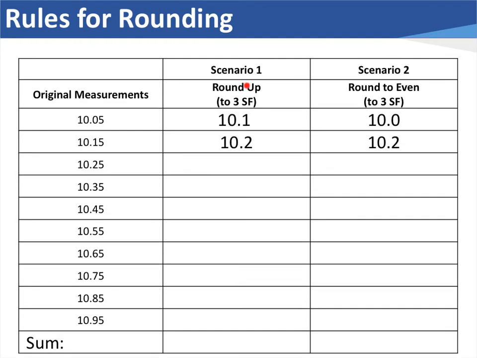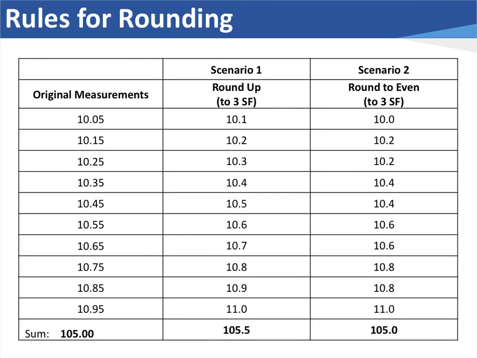So if you're rounding up, 10.05 becomes 10.1, 10.15 becomes 10.2, but according to my rules, 10.05 becomes 10.0, and 10.15 becomes 10.2, and 10.25 becomes 10.2, 10.35 becomes 10.4, and so on. So fill in the columns if you haven't already, and add them up.